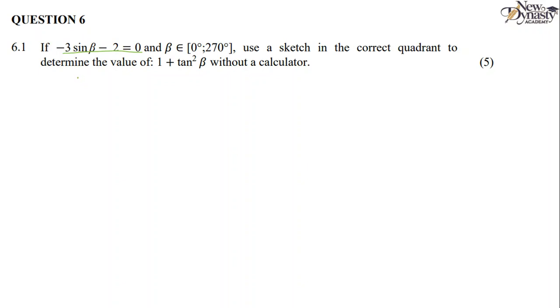So here we've got 2 that is subtracted. So you have to remove 2 by adding 2 on both sides. So you're going to say negative 3 sine beta. Then when you add 2 on both sides, they're going to cancel on the left hand side. Then on the right hand side, 0 plus 2, that is going to be 2. That is the first thing that you do. The next thing that you do, you divide by negative 3 on both sides. They're going to cancel on the left hand side, and you also divide on the right hand side. So that is going to be negative 2 over 3.